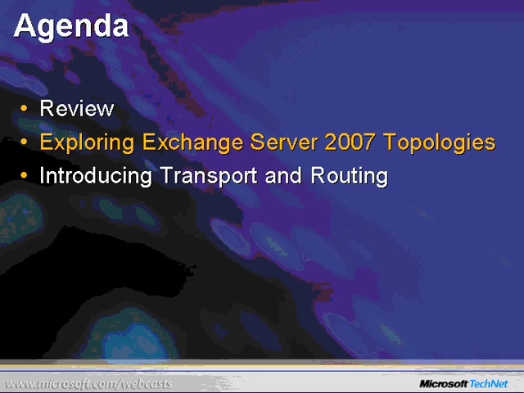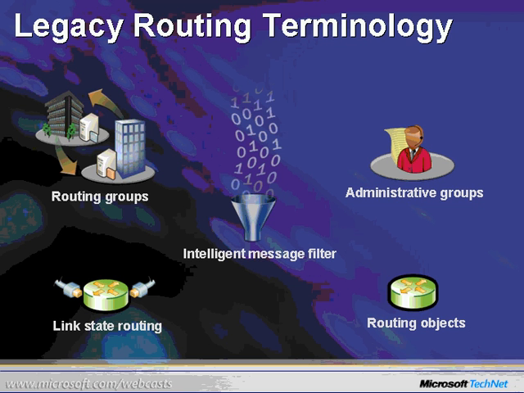Alrighty, so with that review, hopefully we are all still okay. Let's go ahead and jump into the actual agenda for this webcast. The first piece we're going to get into is exploring the 2007 topologies. So if we look first at Exchange 2003, because it's always good to remember where we came from and where we're going to, right?